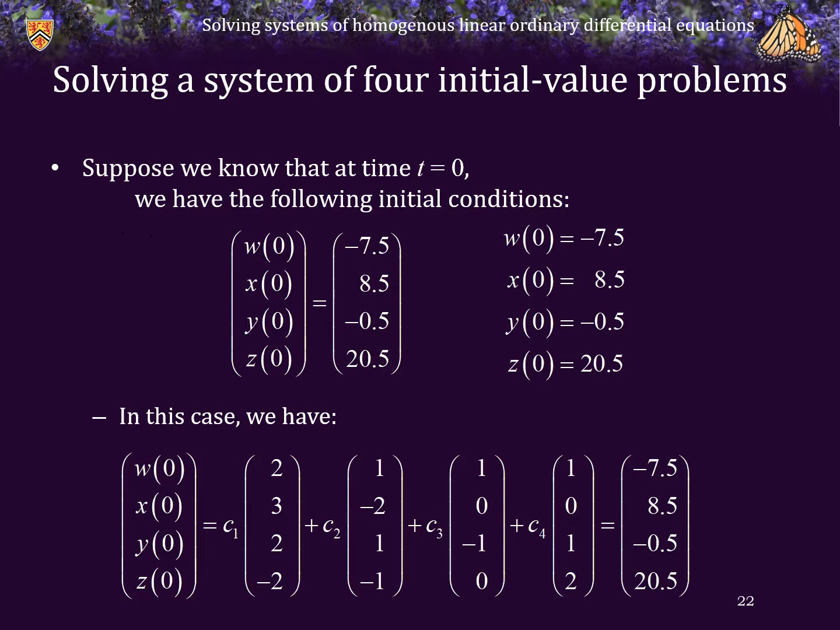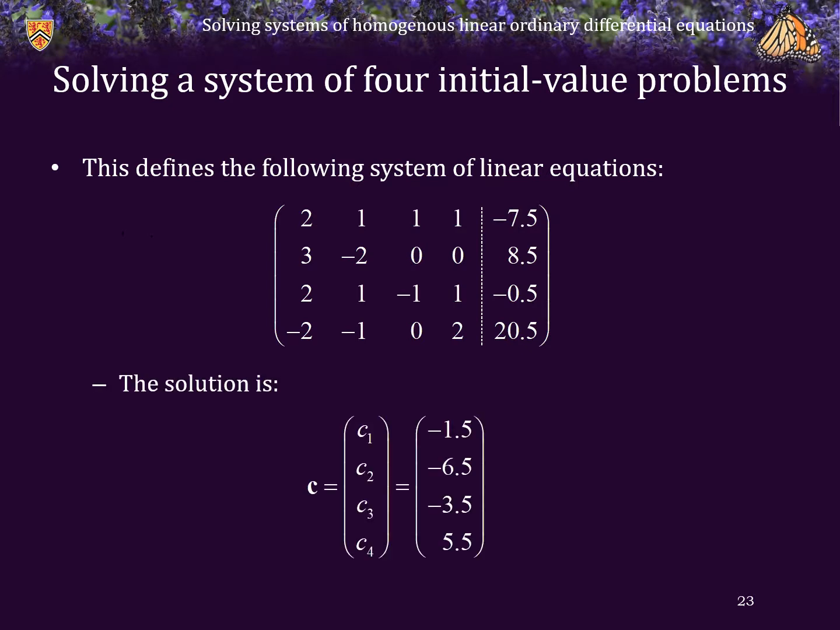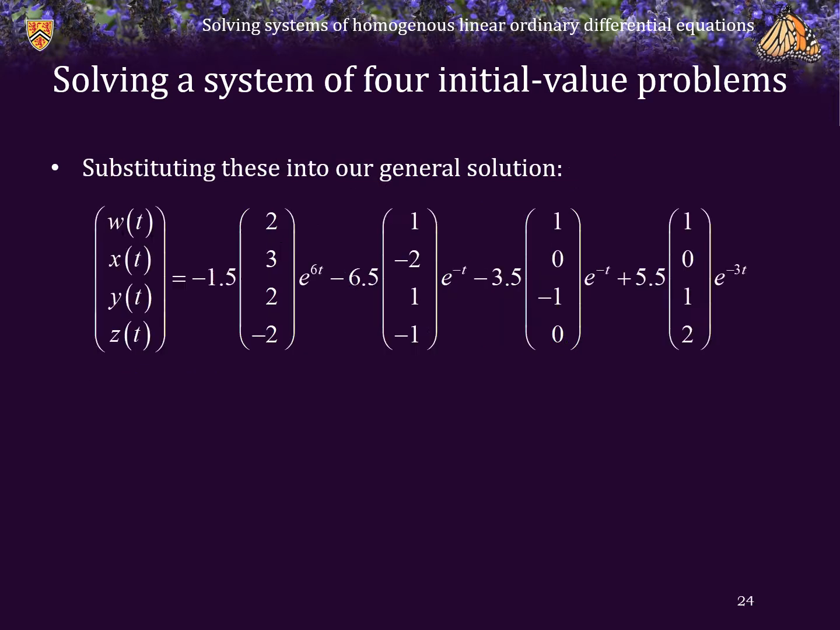Substituting the initial time t equals 0 into the equation, we get therefore that this linear combination of vectors must equal these initial conditions. Again, that looks exactly like a system of 4 linear equations in 4 unknowns. So here's the augmented matrix, and from what we saw previously, we can solve this to get that C1 through C4 are these 4 values. Now, substituting these into our general solution gives us what we see here.